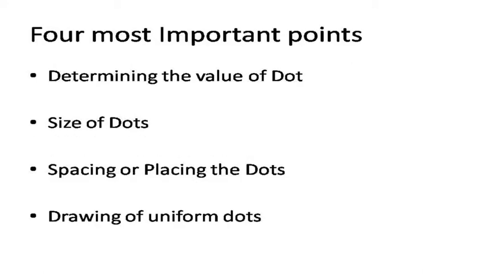There are four important points which we need to construct the dot map. First, determining the value of dot, size of dots, spacing or placing of dots, drawing of uniform dots. Determining the value of dot means the success of a dot map depends to a large extent upon the right determination of the value of dot. The scale of the dot depends upon the following three factors: scale of the map, range of data, and the type of element to be shown.